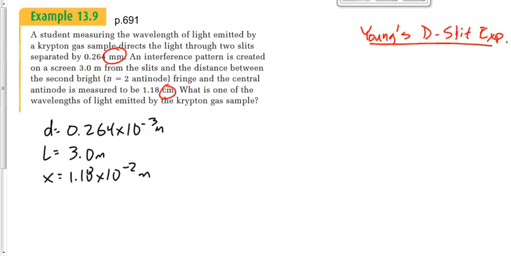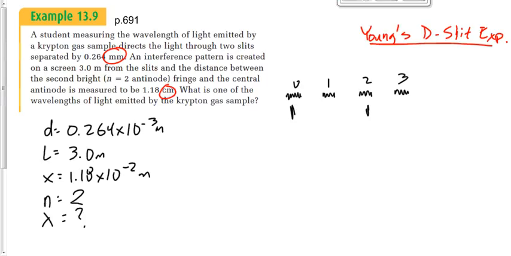My n value is the second bright fringe and central antinode. There's my central antinode. There's my second bright fringe. n is equal to 2 minus 0, which gives me 2. And I want to find lambda there.